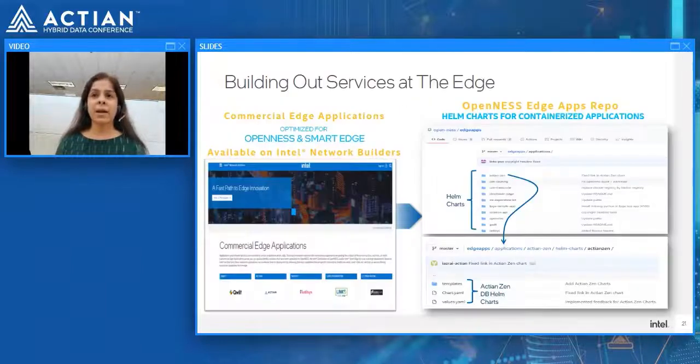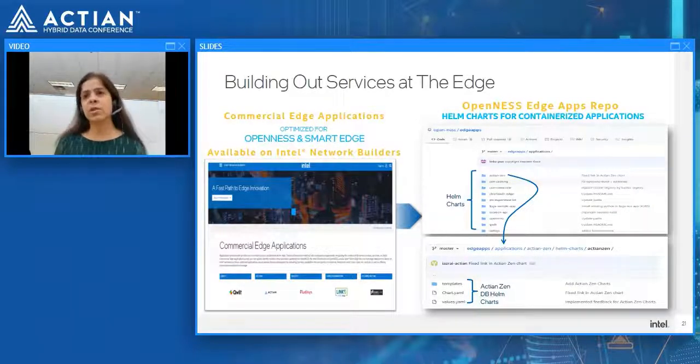The program is very well defined. We'll talk more about it. The portal by itself is a pseudo co-selling portal. It connects the customers who have OpenNESS or Smart Edge in their infrastructure with the various partners who are on the portal and optimized for OpenNESS or Smart Edge. OpenNESS, as you know, we just spoke about it, is an open source MEC offering from Intel. Smart Edge is a commercial MEC offering from Intel. So whichever product you choose for optimizing with and embarking on the edge journey, you can join the Commercial Edge Applications program. The program is very systematically organized.